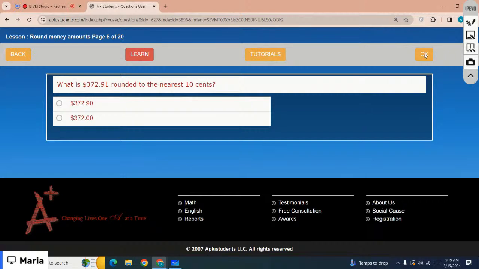What is $372.91 rounded to the nearest 10 cents? So which is the correct option? Yes, that is 372.90. Option number 1 is the correct option. Okay, you can complete the lesson by yourself later today. Let me just move on to the next lesson.